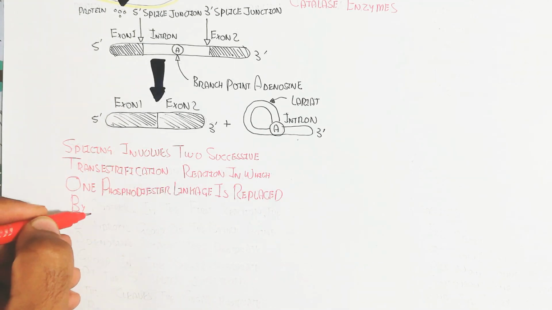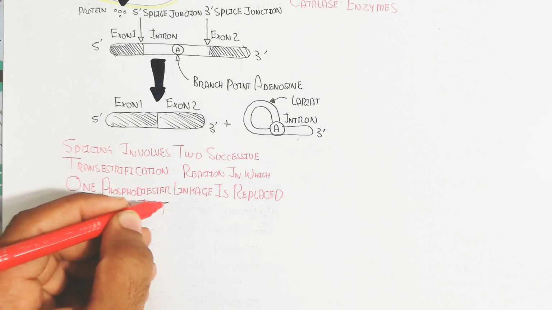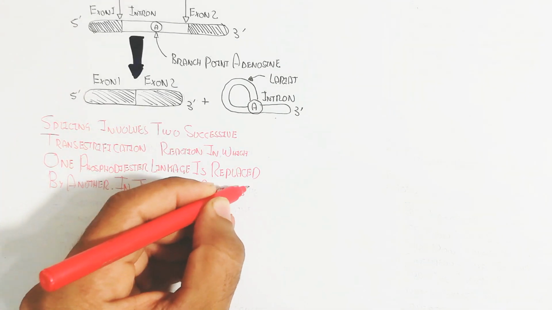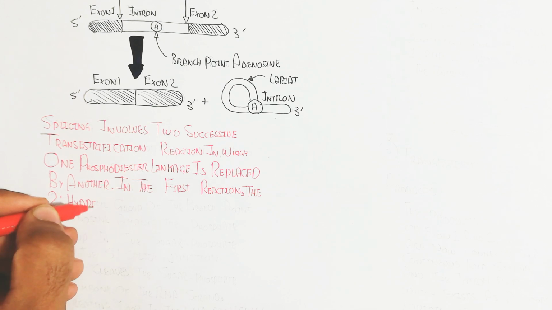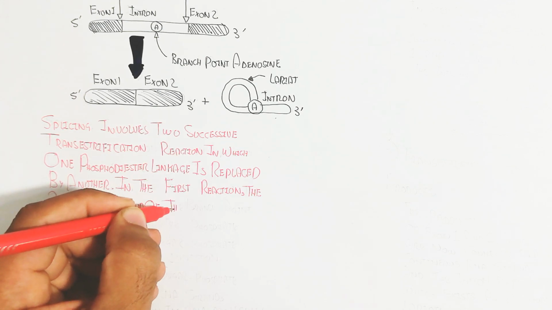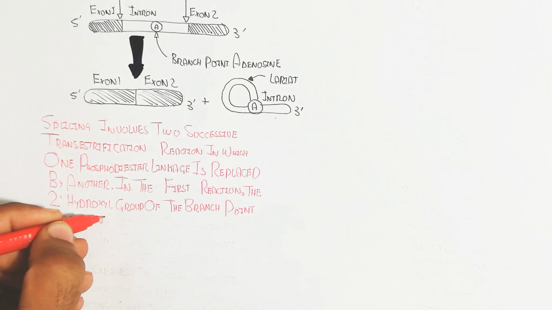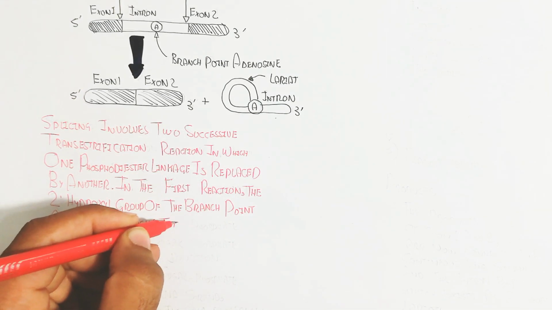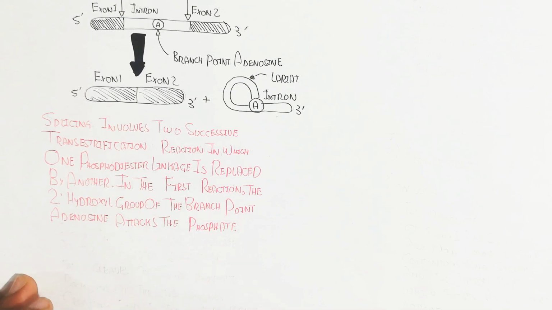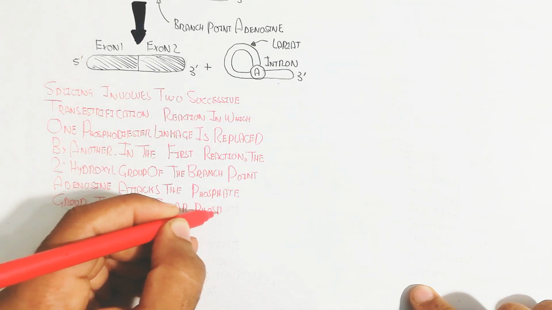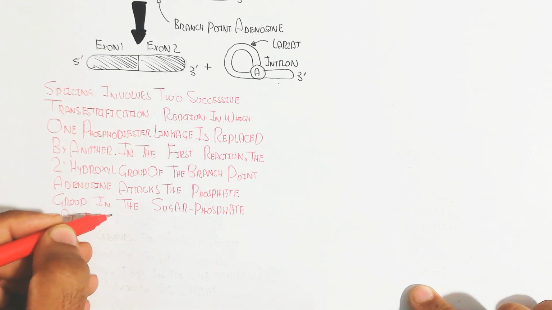So the splicing involves two successive transesterification reactions in which one phosphodiester linkage is replaced by another. In the first reaction, the 2'-hydroxyl group of the branch point adenosine attacks the phosphate group in the sugar phosphate backbone at the 5' splice junction. This cleaves the sugar phosphate backbone of the RNA strand, creating a loop in the RNA molecule, known as the lariat.